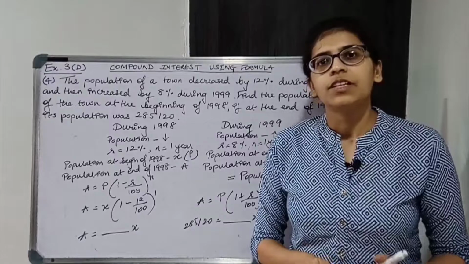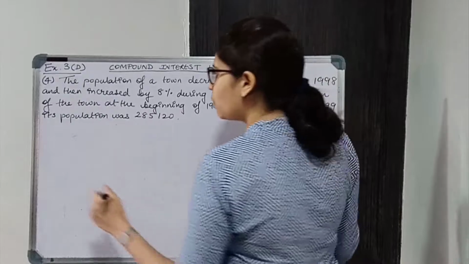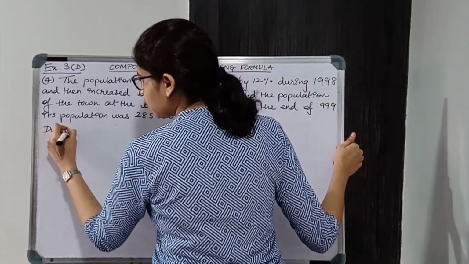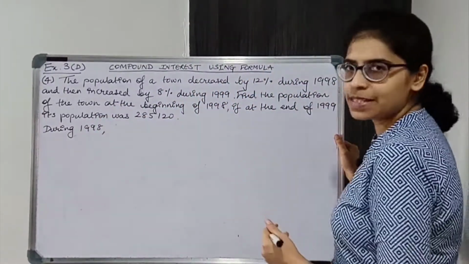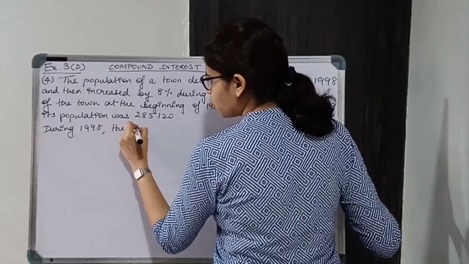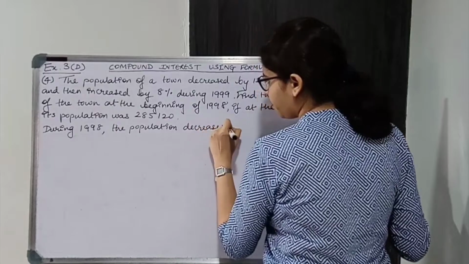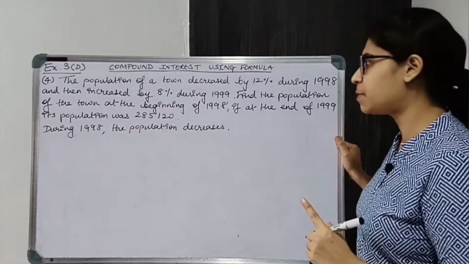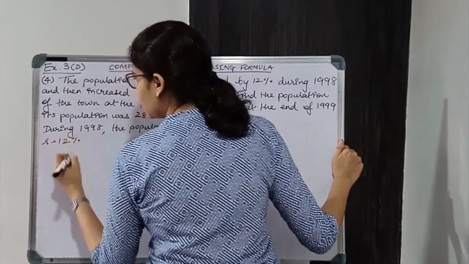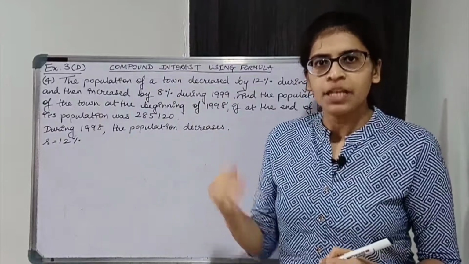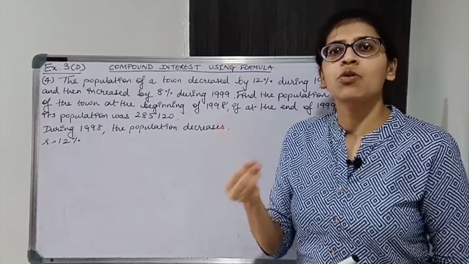So now let us write down the given in proper manner and start solving. First we will consider the year 1998. So just write down, during 1998, the population is decreasing, so just write down the population decreases by 12%. So R is 12%. From beginning of 1998 to end of 1998, you are finding the change in population. So n is 1 year.